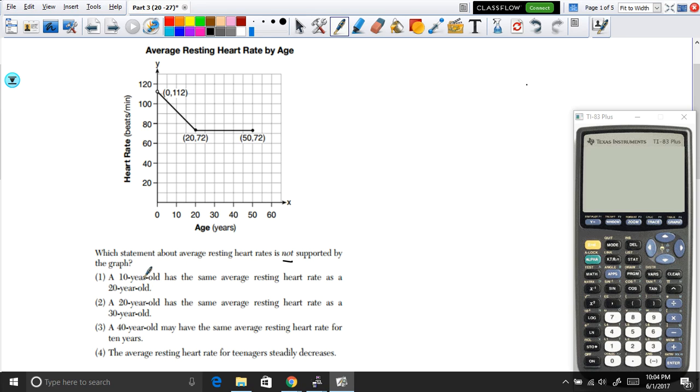It says a 10-year-old has the same average resting heart rate as a 20-year-old. All right, so let's identify what the resting heart rate is for a 10-year-old. So if we go here at 10, let me do this in red. We're looking at 10 here. And if we go at 10, we will see that a 10-year-old has a resting heart rate of, I don't know, 92, somewhere around here. At this point, the y value for 10 is about 92. So a 10-year-old has a 92 heart rate.